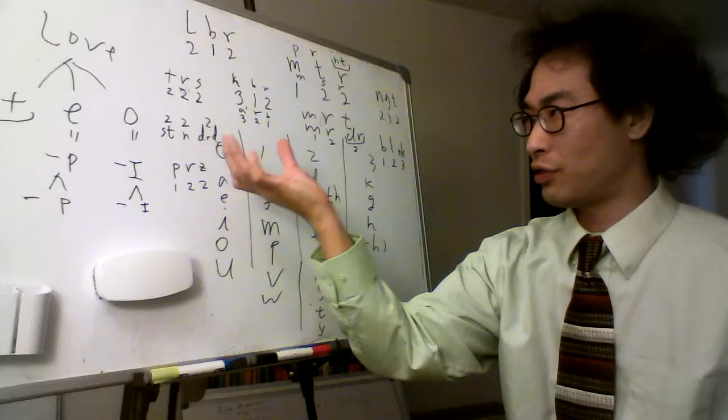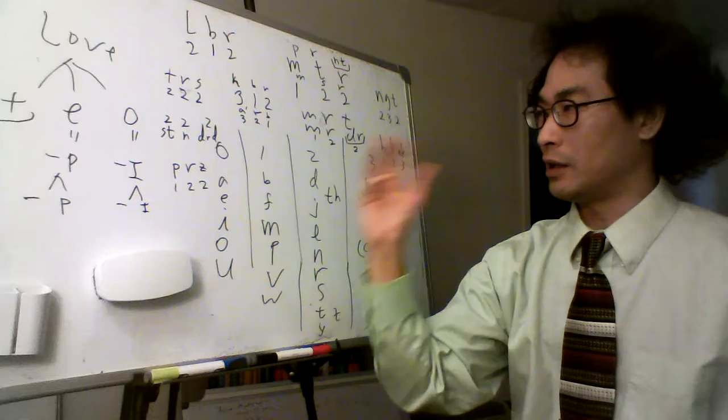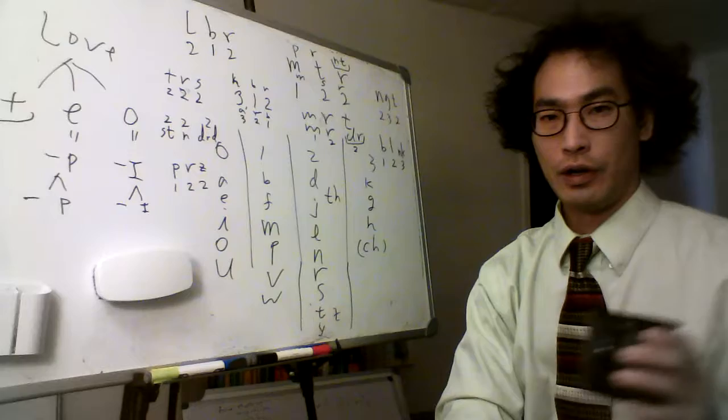Whatever word there may be, you're breaking down into three groups of consonants, ignoring all the vowels. Okay. So, and then you make it belong to one of those 27 three consonant families, okay?